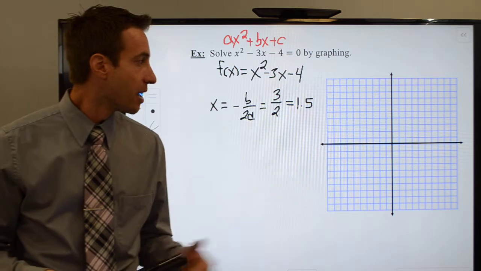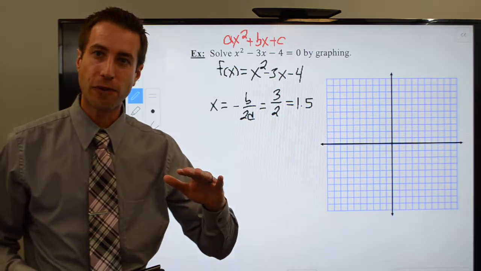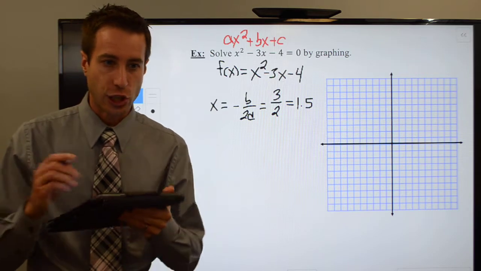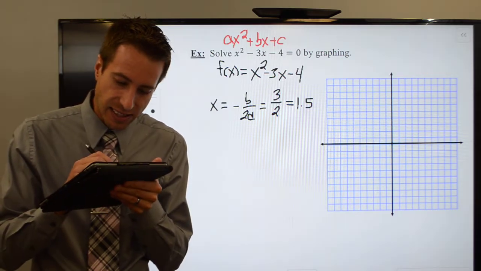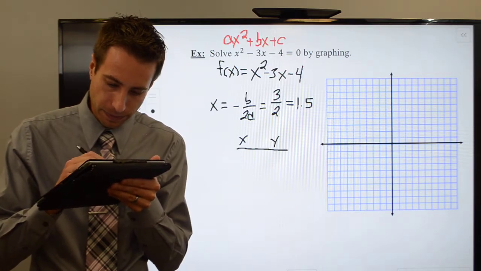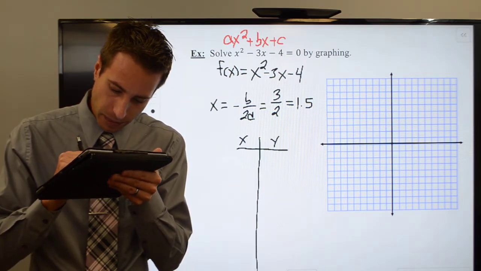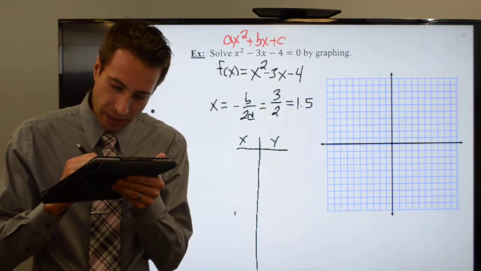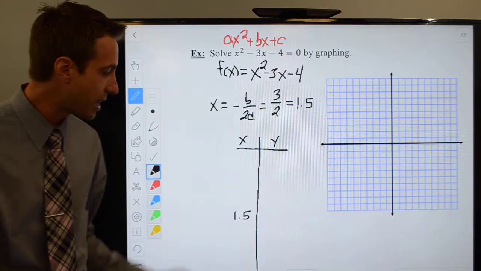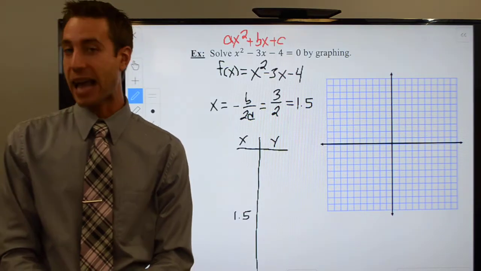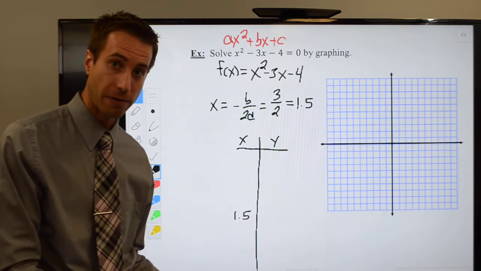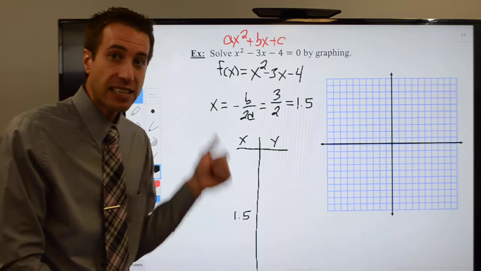Now what we're going to do, this is going to be the very first value that I'm going to plug into my xy chart. So let's go ahead and get that set up. X, y. And again, 1.5 is going to be the first value that I'm going to plug into my chart. And make sure that you put that value in the middle, because what you're now going to do is choose values greater than 1.5 and values less than 1.5.